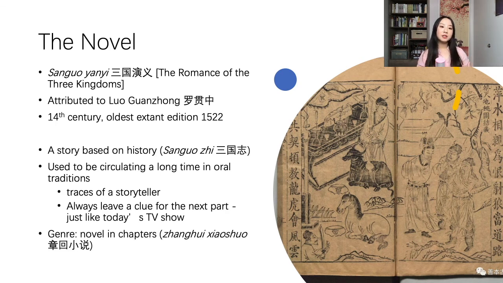The genre for this novel is called novel in chapters, in Chinese 章回小说, which means the title discloses the content. So if you pay attention, the title is always a combination of two sentences made into one couplet, and it kind of summarizes the main content of that chapter. So it's pretty easy when you are looking for some specific content. You can just look at the title, and it will tell you a lot.